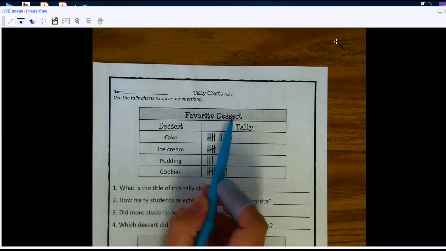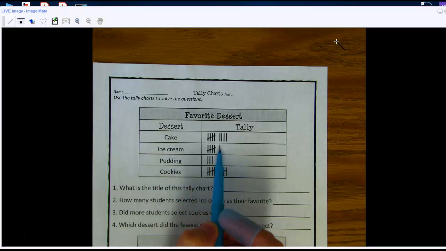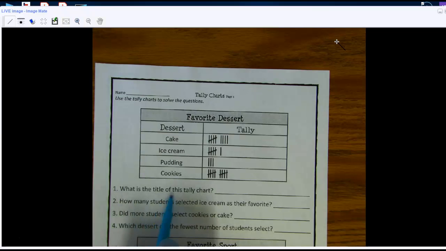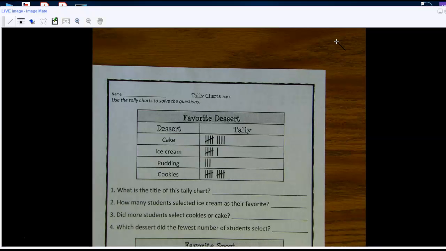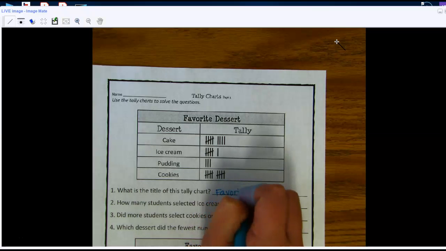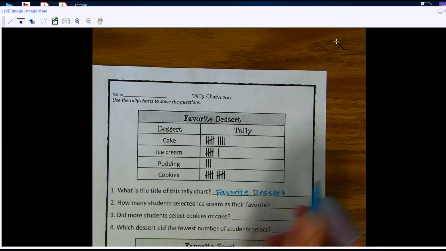So here is a chart. It says favorite dessert, dessert and tally: cake, ice cream, pudding, cookies. It tells me how many tallies for each dessert. So what is the title of this tally chart? What is the name of this tally chart? Emsley, what is the name of it? Okay, favorite dessert.